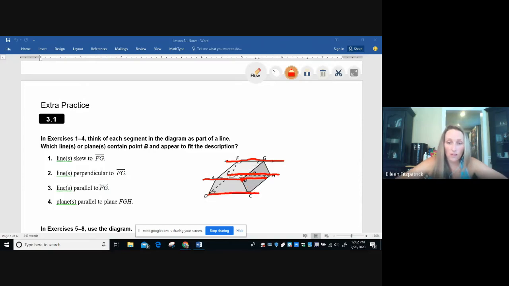Now let's trace over all of the lines that intersect FG. So BG intersects at point G, AF intersects at point F, EF intersects at point F, and then HG intersects at point G. Okay, so I've traced over all the lines that are intersecting and parallel. So everything else that's left over would be considered skew. So this line here, ED, is skew. Line ED. This line right here, AD, is skew. This line here, BC, is skew.